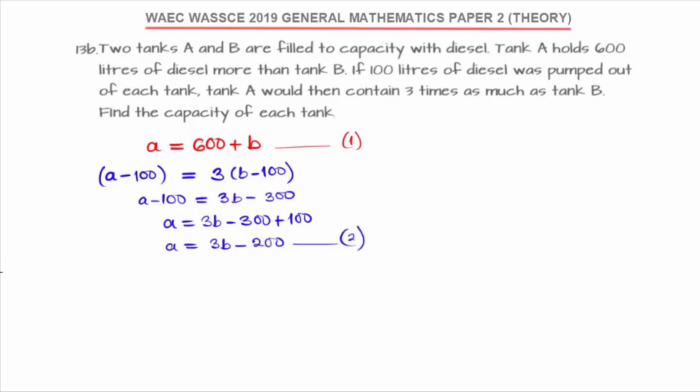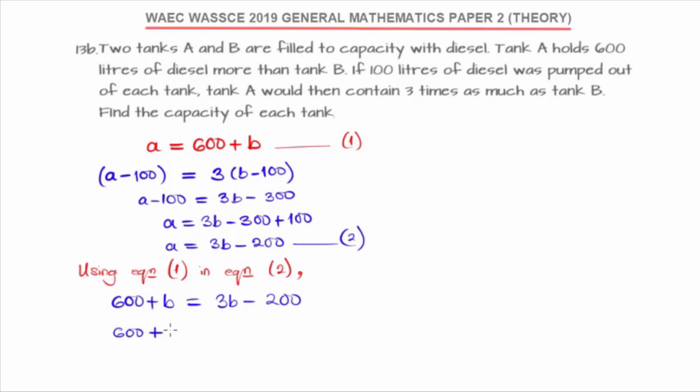So we have a set of simultaneous equations that we can solve, and we can use any method that is suitable for us. Easily, we can substitute 600 plus b for a in equation 2. So if we use equation 1 in equation 2, equation 1 is telling us that a is equal to 600 plus b. So instead of using a in equation 2, we can just say 600 plus b is equal to 3b minus 200. So if you collect like terms, 600 plus 200, when 200 moves to the left hand side, it becomes plus, is equal to 3b minus b. When b moves to the right hand side, that becomes minus. So that will give us 800 is equal to 2b.